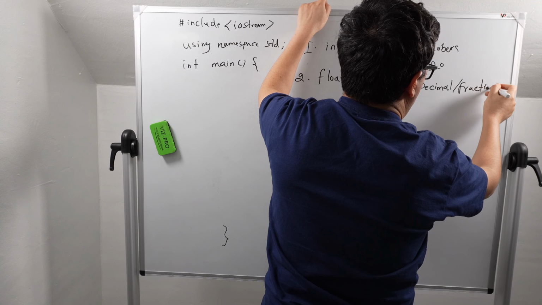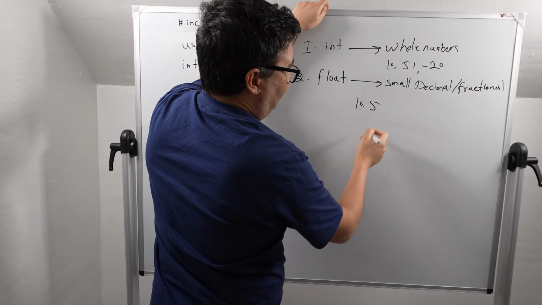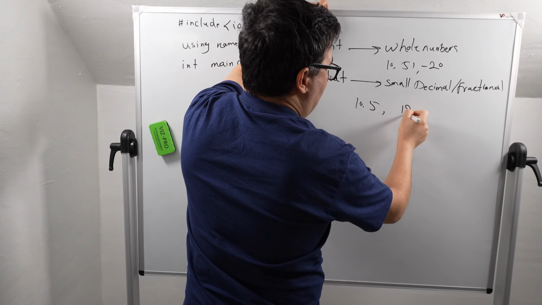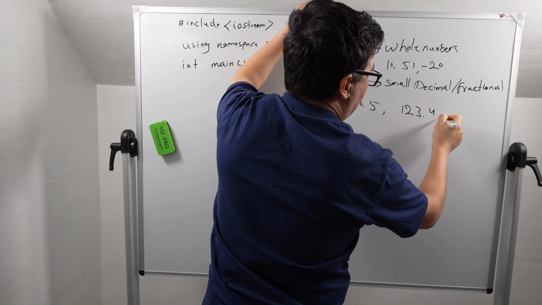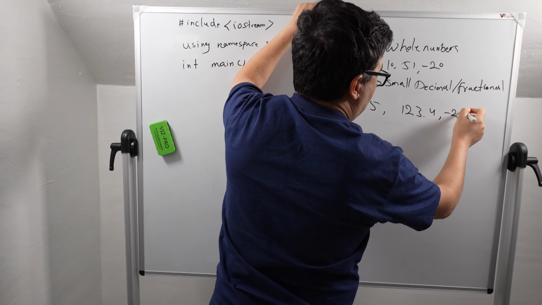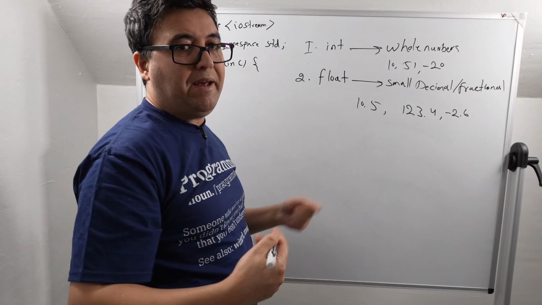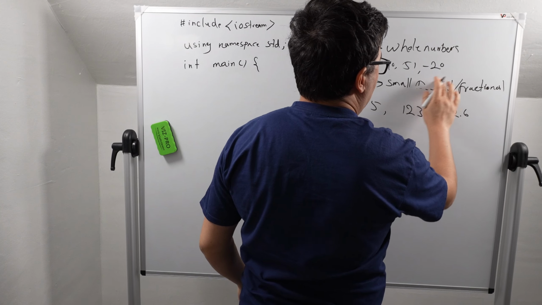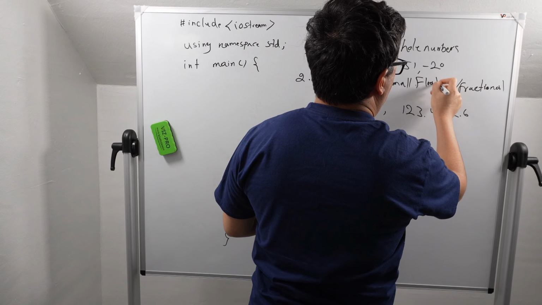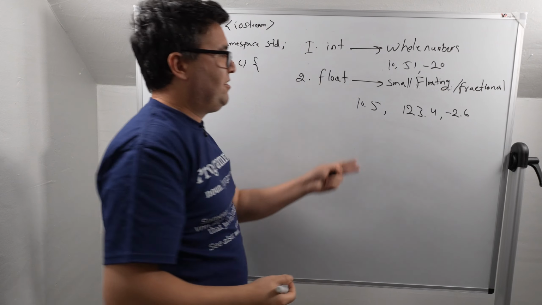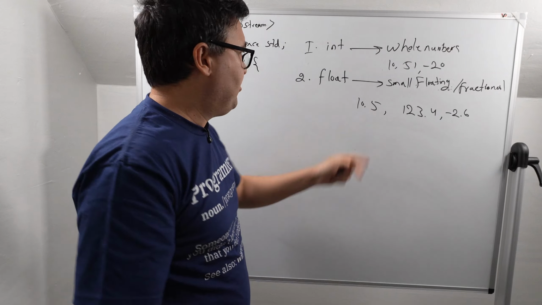Fractional numbers, like 10.5, like 3.4, like minus 2.6. So they are called decimal point or floating point numbers. So we can say floating point numbers: the number which is not whole, and they have some fractional part or some decimal part.